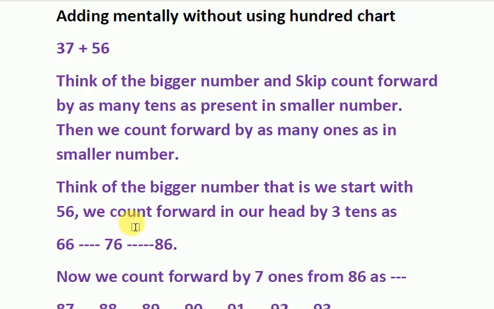Then we count forward in our head by 3 tens. Why are we counting by 3 tens? Because 37 has 3 tens in it. So 56, skip count by 10, 3 times.